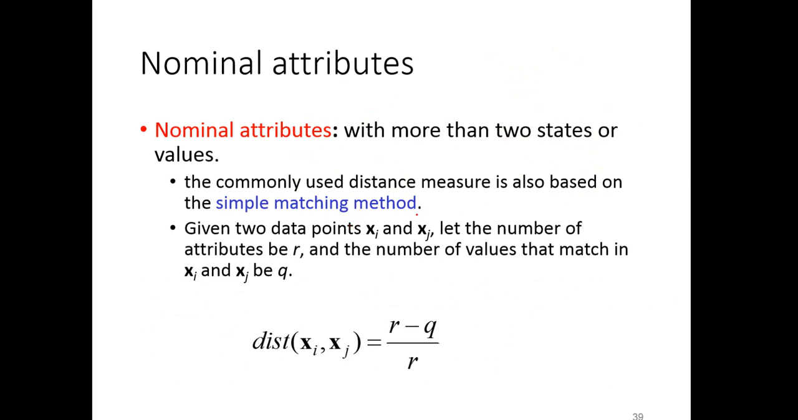In nominal, if it's a nominal variable, that means it has got more than two categories.